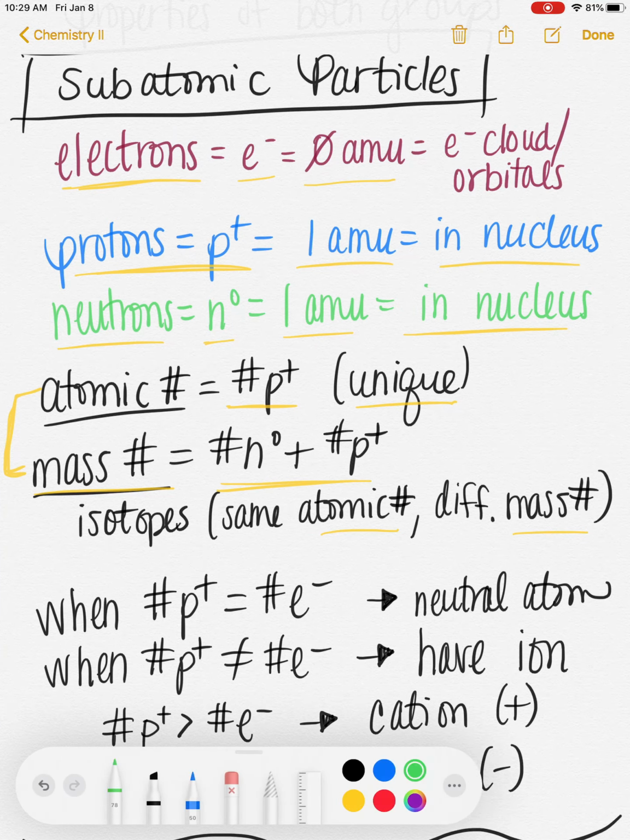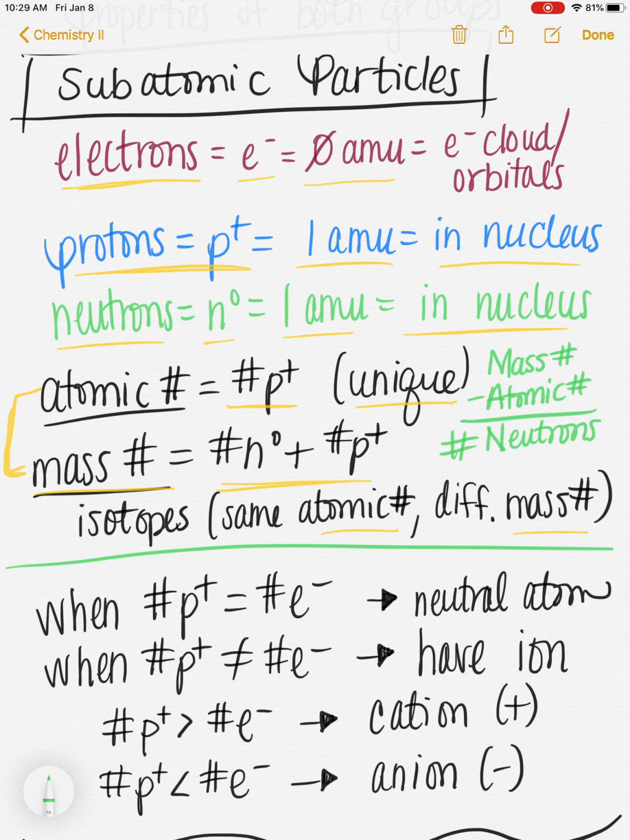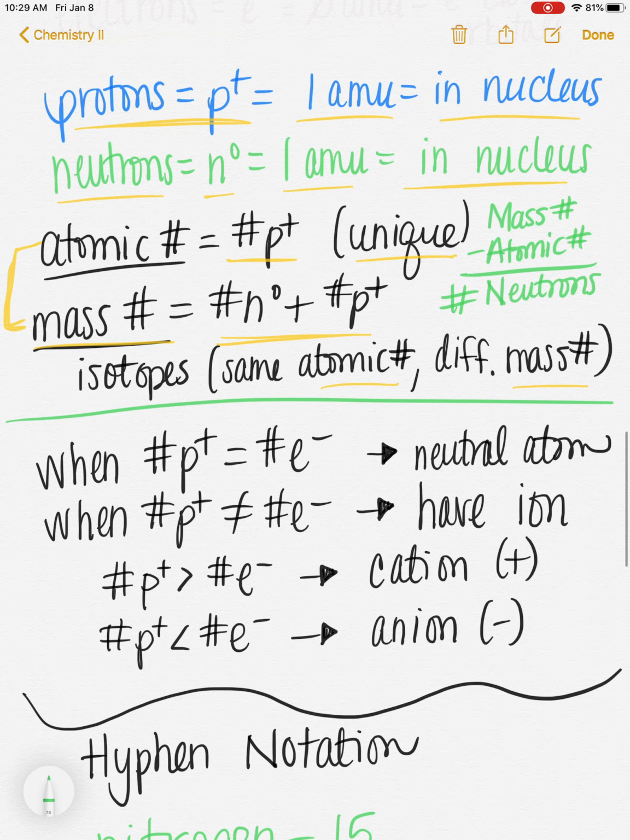I do want to throw out there that, remember, to find the number of neutrons, you can use the acronym MAN. You take the mass number minus the atomic number, and that will tell you how many neutrons you have inside of your atom. Another point that we should discuss is when the number of protons equals the number of electrons, that means your positives and your negatives balance, so you have a neutral atom.